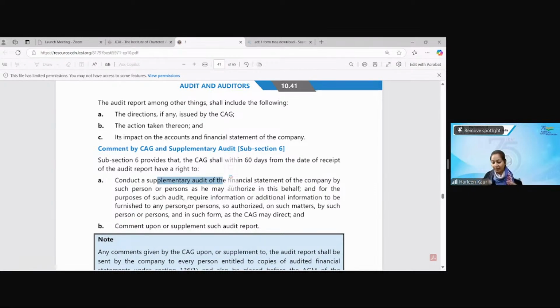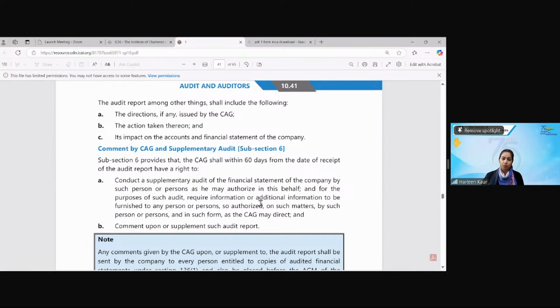Now, if C&AG feels that whatever audit you have done, you need to do a little more audit upon that, a supplementary audit is required. There are certain things we are not clarified upon. Then within 60 days of receiving the audit report, they can ask them to conduct a supplementary audit of the financial statements. For the purpose of audit, they require such information and additional information as may be required. So they will ask them that if you can conduct a supplementary audit, it needs to be conducted by such authorized person. They will also tell the person who is authorized to conduct a supplementary audit and comment upon the supplementary audit.